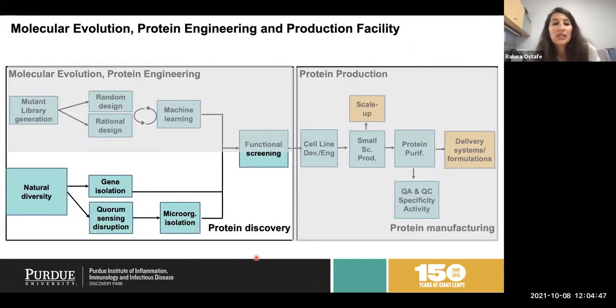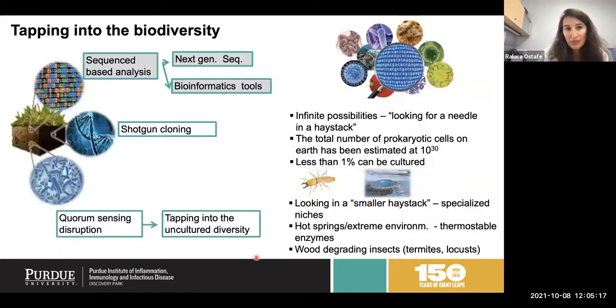We are also sometimes looking at natural diversity, because nature already did the job for us in some cases during millions of years of evolution. To do that, we either isolate the genes or take directly the cells that are expressing the protein of interest, in some cases directly or by applying some methods of quorum sensing disruption so that we can isolate more microorganisms, and then go into the functional screening itself.